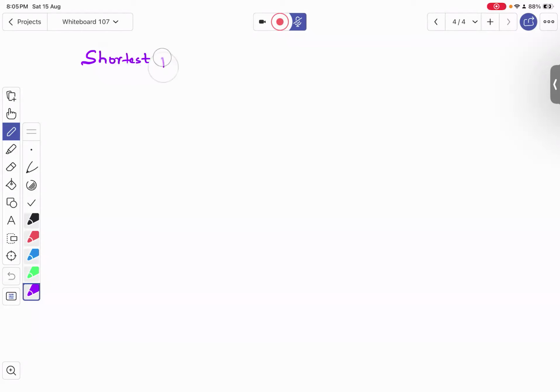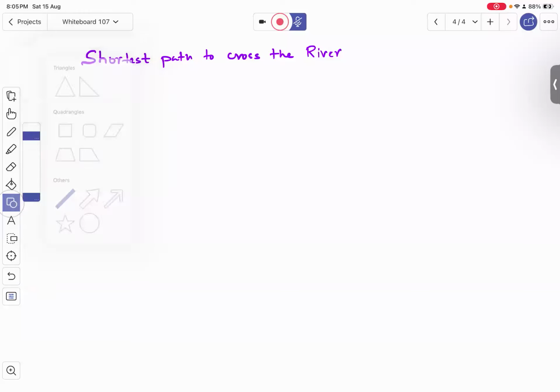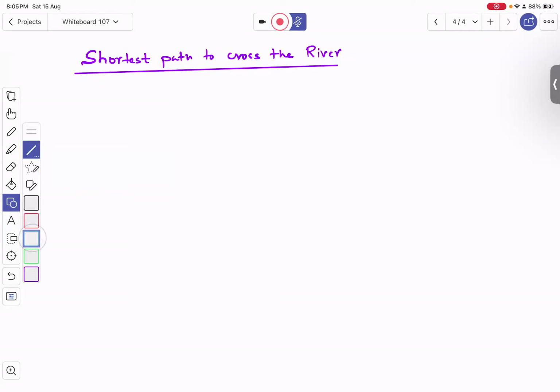Shortest path to cross the river. Case one, we know it already. Just for continuity, I will repeat that.